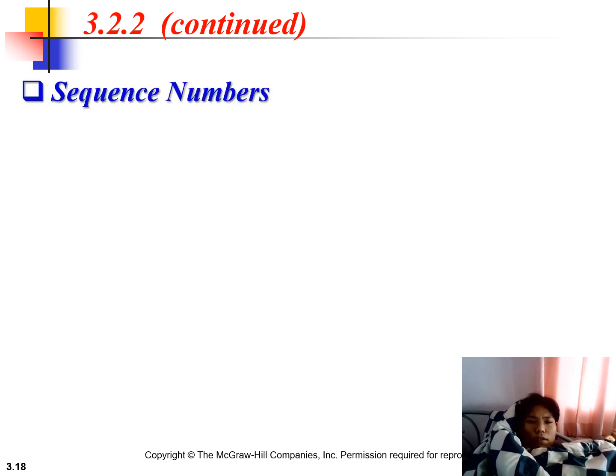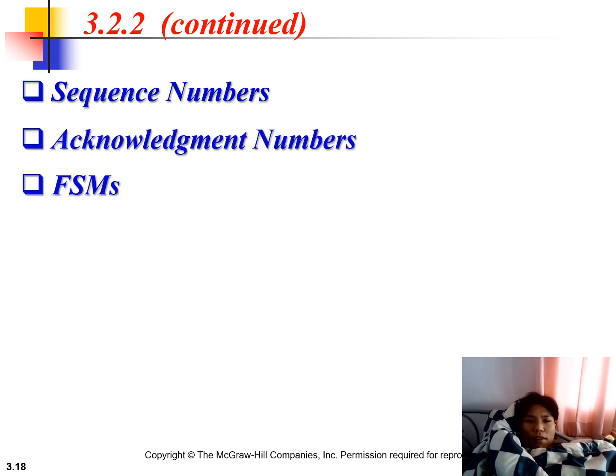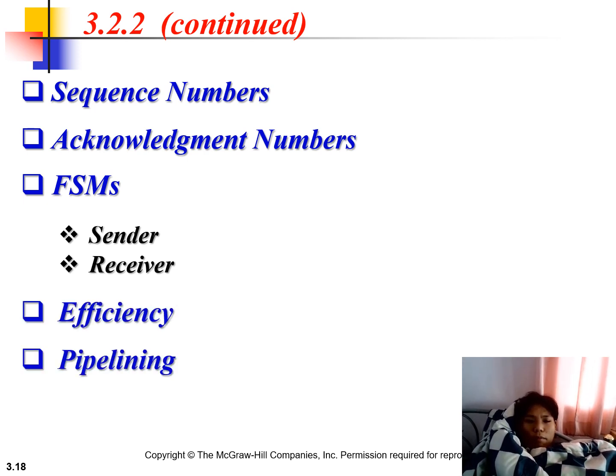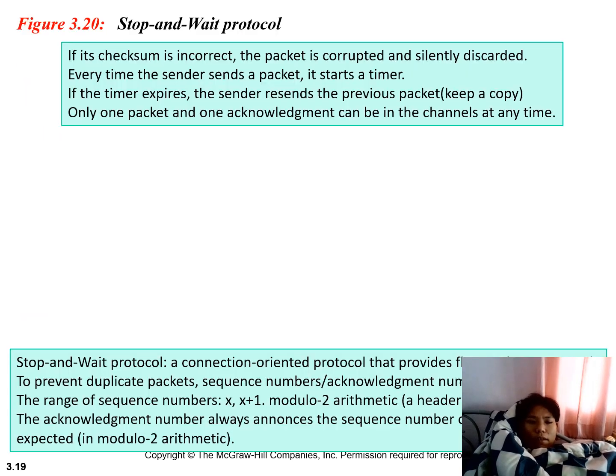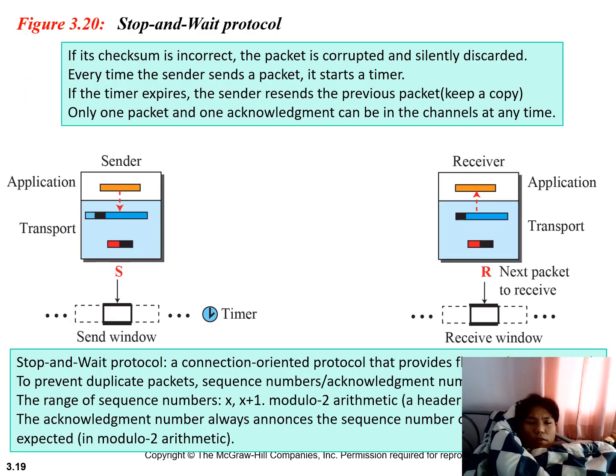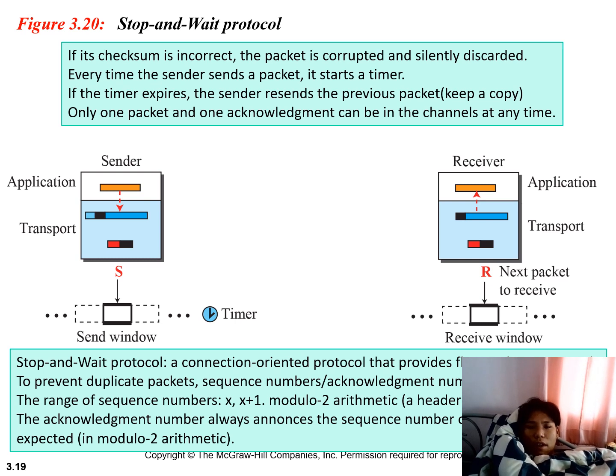The stop and wait protocol has sequence numbers, acknowledgement numbers, FSM for sender and receiver, efficiency, and pipelining. If the checksum is incorrect, the packet is corrupted and silently discarded. Every time the sender sends a packet, it starts a timer. If the timer expires, the sender resends the previous packet, so it keeps a copy. Only one packet and one acknowledgement can be in the channel at any time.